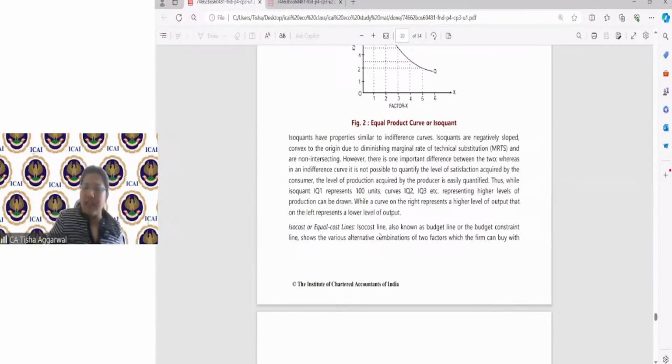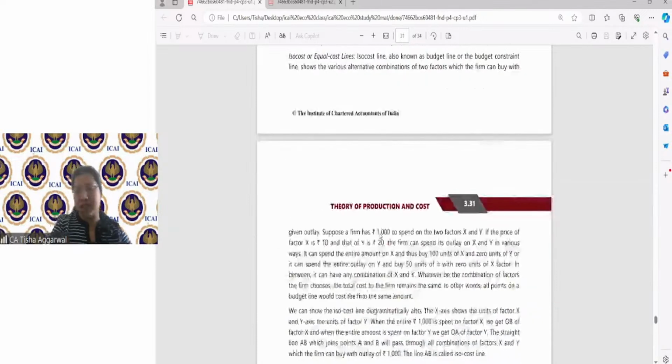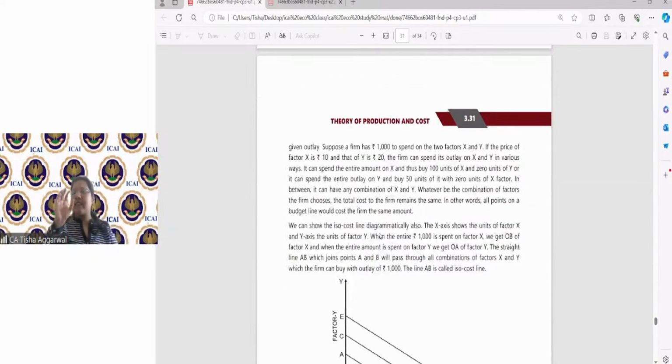What is a budget line? Budget line is the combination of two factors that the firm can buy with their given resources. For example, a firm has 1,000 rupees to spend on two factors, be it X and Y. There are two raw materials to be utilized. I know I have a limitation of 1,000 rupees only. If factor X is 10 rupees, I can maximum buy 100 units. If factor Y is 20 rupees, I can maximum buy 50 units. This is how this whole X and Y are going to work.